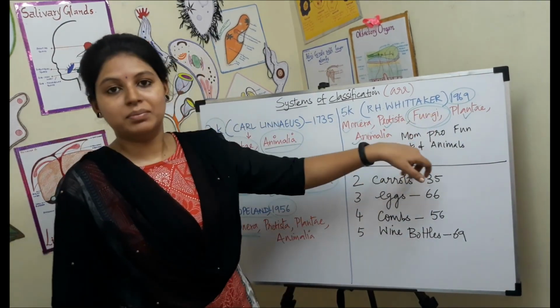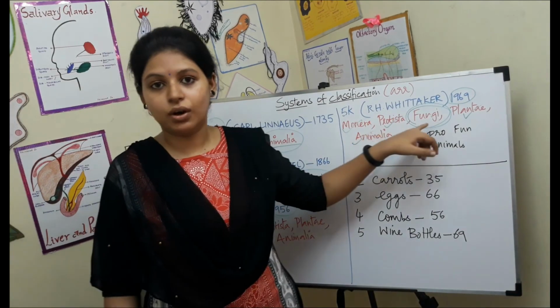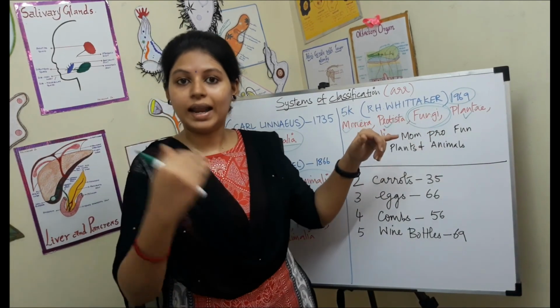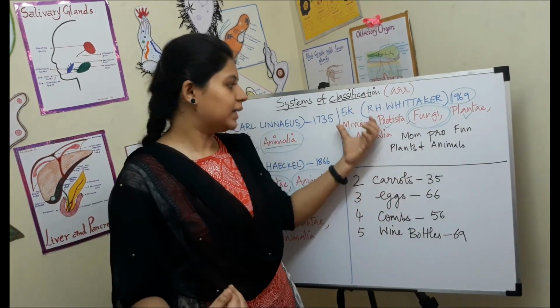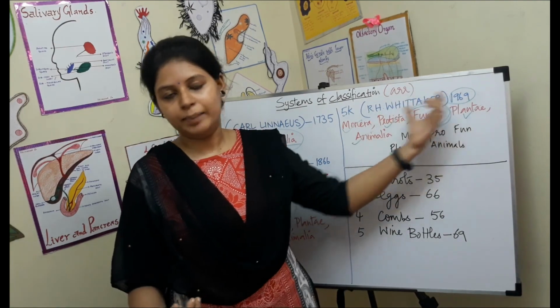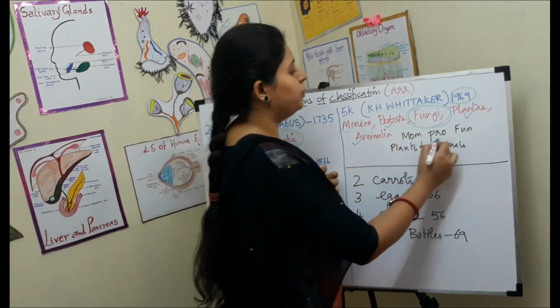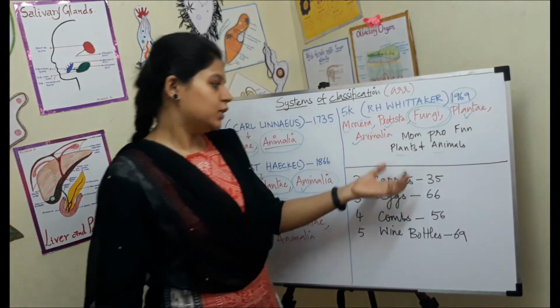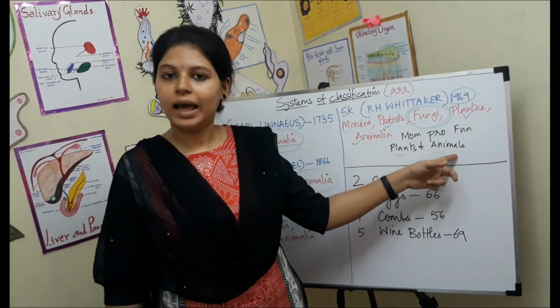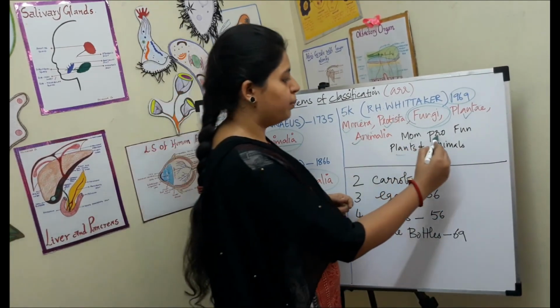Now how to remember this? You should not change the order, because that's how our evolution has occurred: from bacteria, then protista, then fungi, plants and animals. So Mon, Pro, Fun, plants and animals. Plants, Plantae, animals, Animalia. So Mon, Pro, Fun.